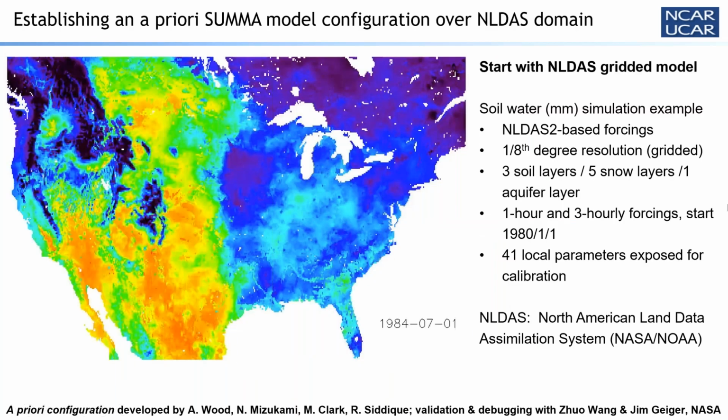And so over the last couple of years, I've been working hard, in part with support from NASA, to build out an a priori configuration of this model for the whole country that we can use as a starting point. So you need things like parameters. You have to make a choice about resolution, about soil layers, snow layers, the time step of your forcings. And so we've basically built out this starting point with this modeling system that fits over this NLDAS region shown here. Next slide.